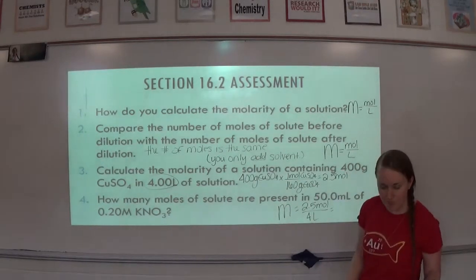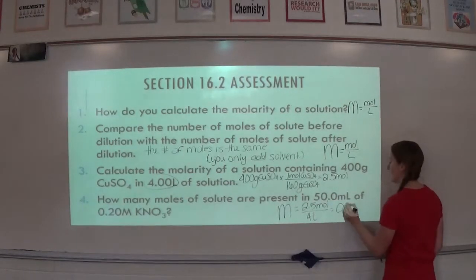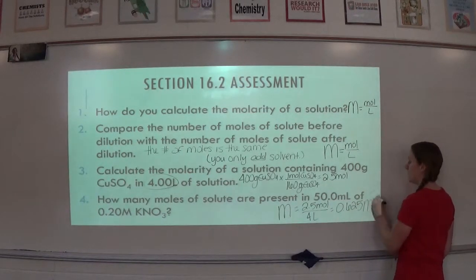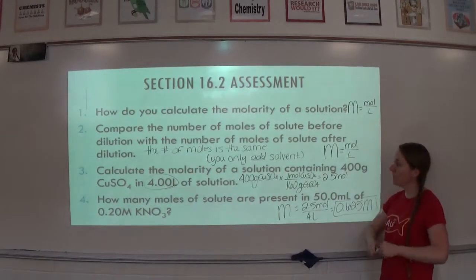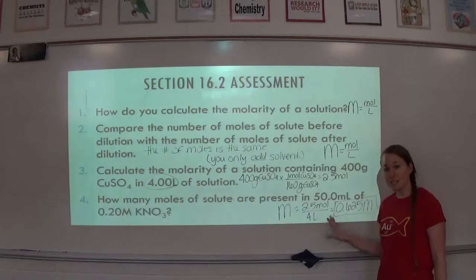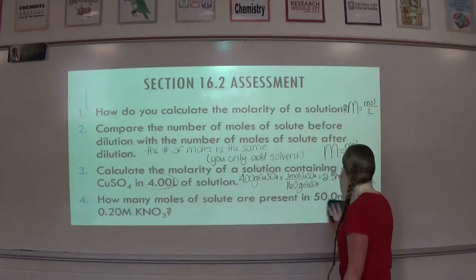And so once I divided, I got 0.625, and then my unit is molarity, or of course moles per liter. Remember, either one is acceptable. All right, so I'm going to erase this so I can work out the next one.